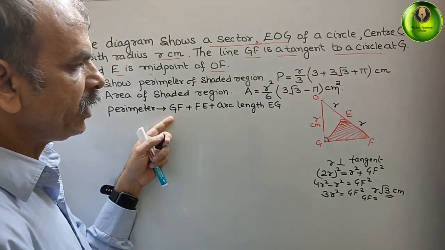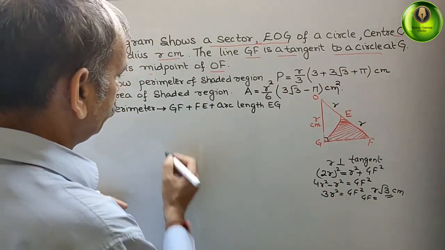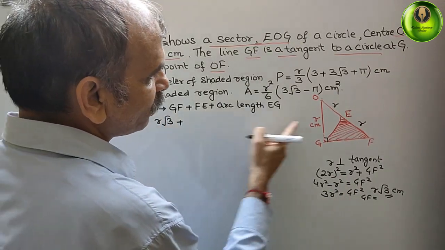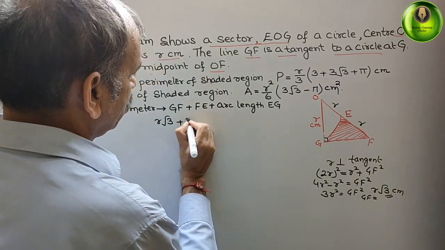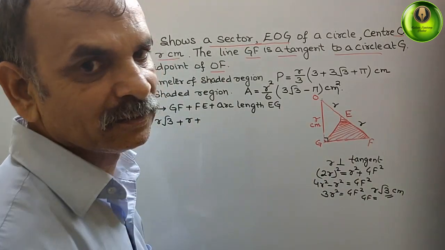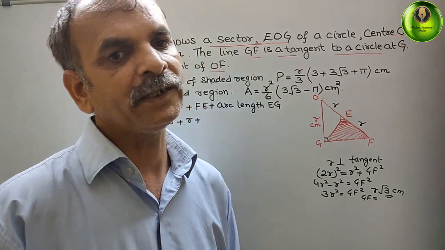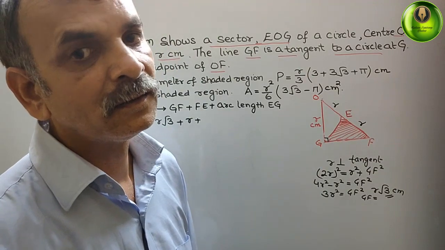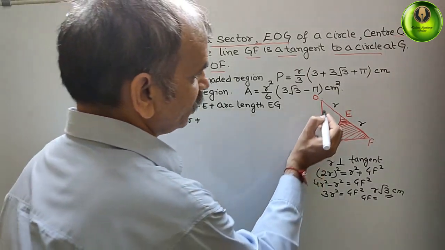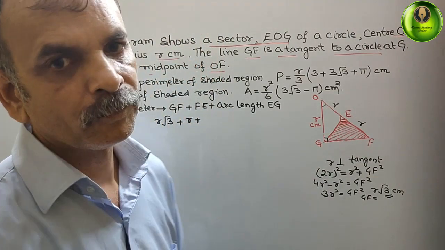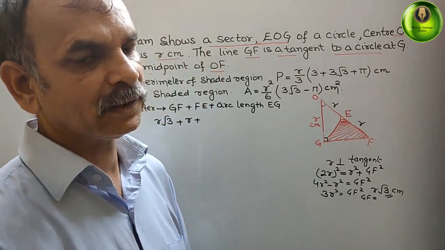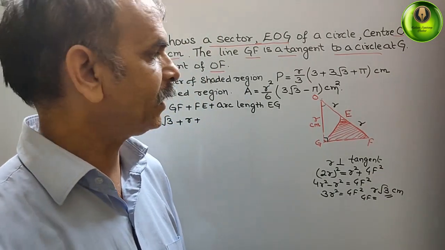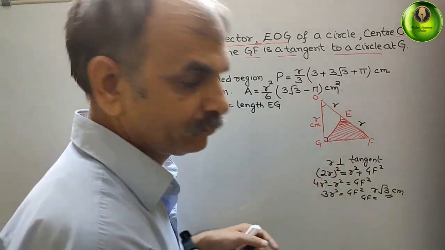So here we will put GF as r root 3. r root 3 plus FE. FE is r, plus the arc length. The arc length, how we will find it out? This angle we should know. So what is that angle? Just think. This is root 3 r. We will write here root 3 r.